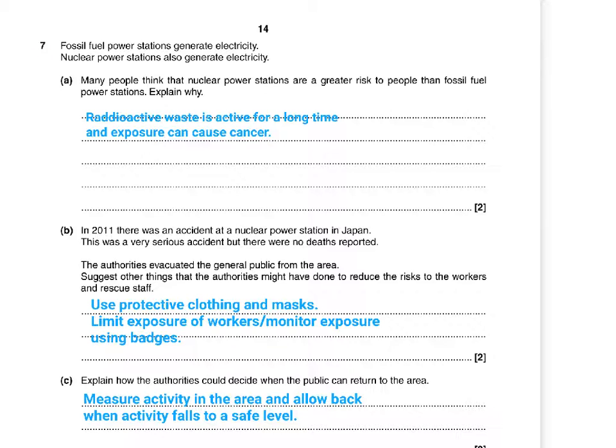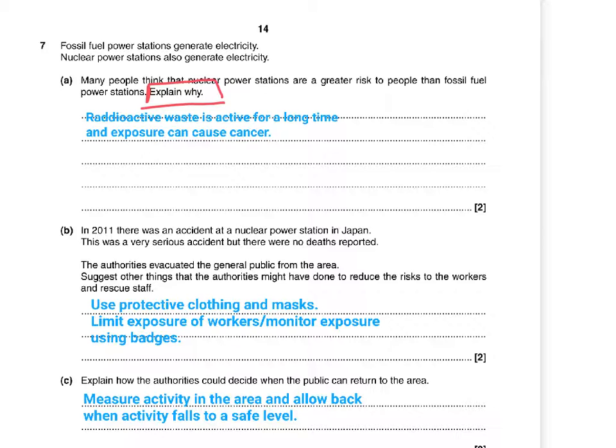Question 7. Fossil fuel power stations generate electricity. Nuclear power stations also generate electricity. Many people think that nuclear power stations are a greater risk to people than fossil fuels. Explain why. So I'm going to obviously box that. So why are nuclear power stations considered a greater risk? Well, you could have gone along the route of a nuclear explosion, a terrorist attack, a radioactive leak, all those types of things, and you would have got 1 mark.